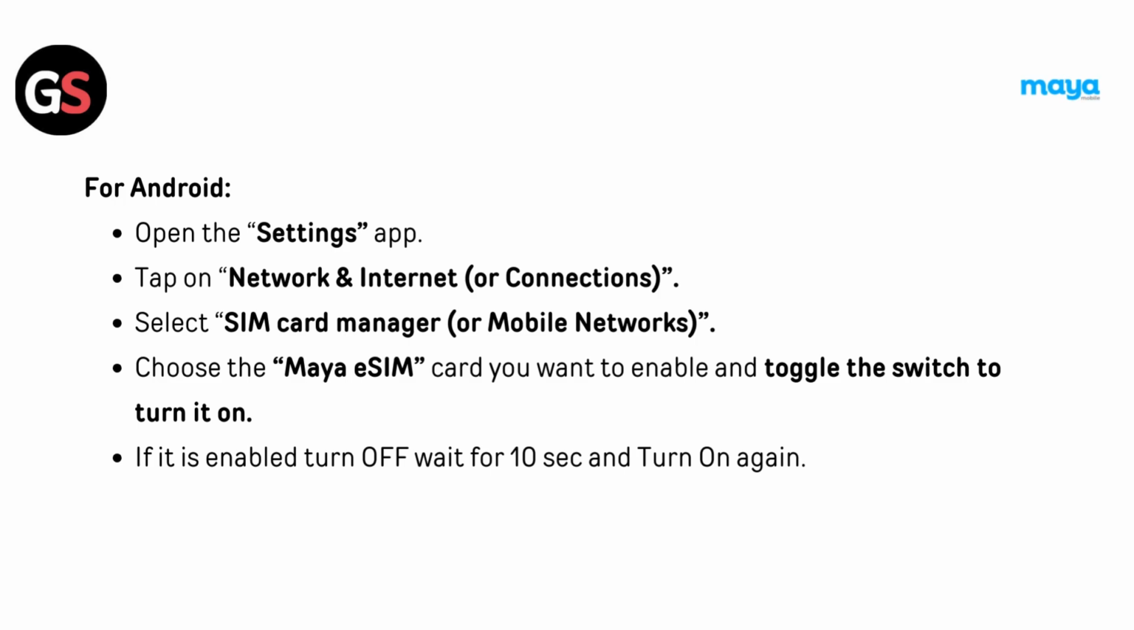For Android, open the Settings app, tap on Network and Internet or Connections, select SIM card manager or mobile networks. Choose the Maya eSIM card you want to enable and toggle the switch to turn it on. If it is enabled, turn it off, wait for 10 seconds and turn it on again.